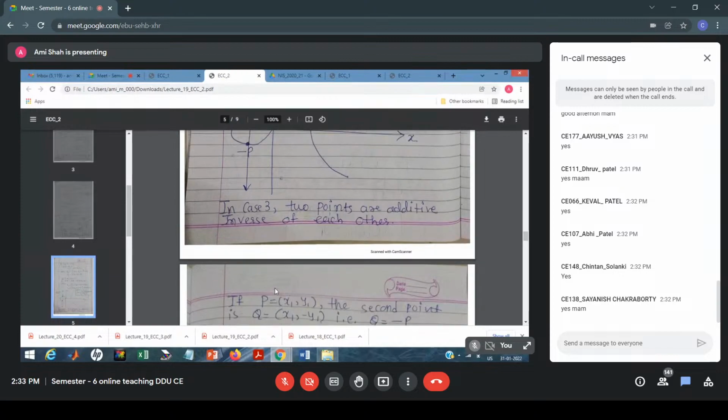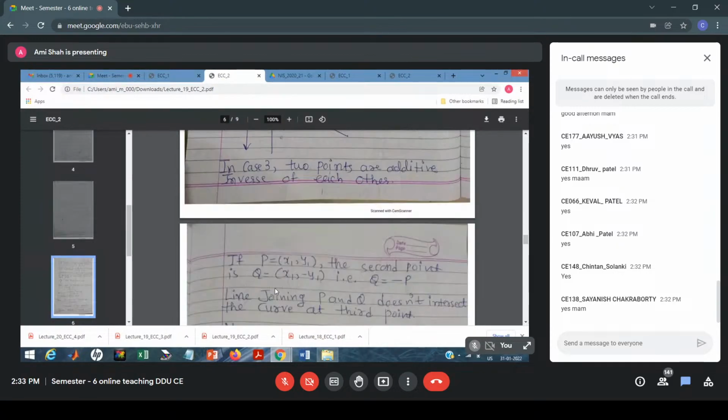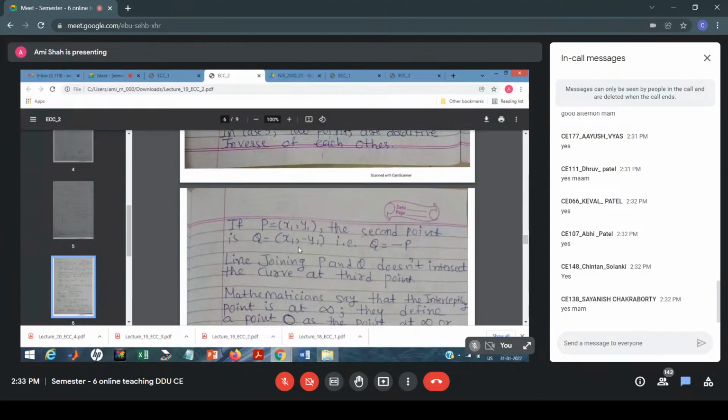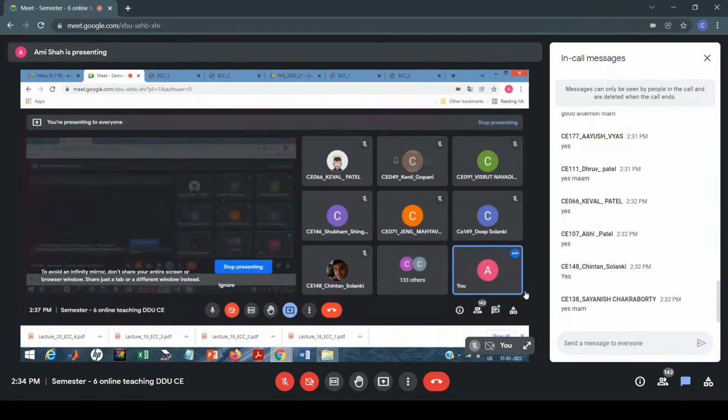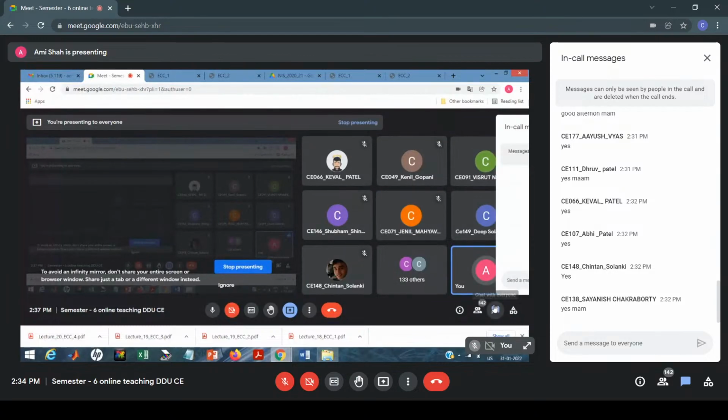If here in this scenario P equals x1, x2, then Q equals x1 comma minus y1, that is Q equals minus P. Okay, so these are the three cases that I have discussed in the last class. So is there any doubt in these three cases, everyone? Please let me know. Please write down in the chat window.